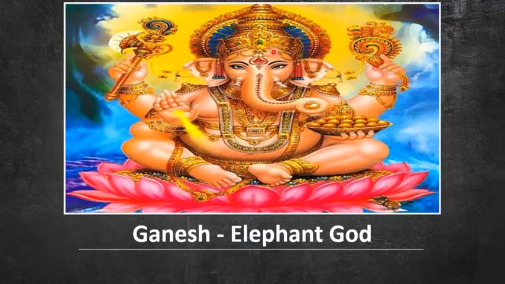His head symbolizes wisdom, and his large ears enable him to hear everything and sort out the good from the evil. His fat belly, and I'm sure Neil will talk about this in Buddhism, is considered the source of all wisdom in the world, similar to the Buddha. A fat belly is the picture of where wisdom sits. Wouldn't that be nice if that was popular in our culture? If you're fat, you're looked at as wise.